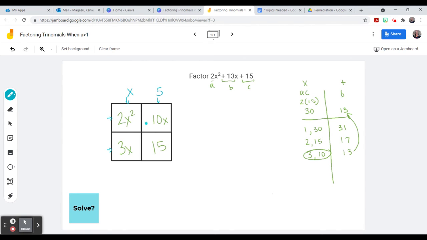2 is the greatest common factor of 2 and 10, and they both have an x in common. So there we go, 2x. Here, they both do not have an x, and the common factor between 3 and 15 is 3. Look at that, y'all. We are done. We have our 2 binomials, 2x plus 3 and x plus 5.